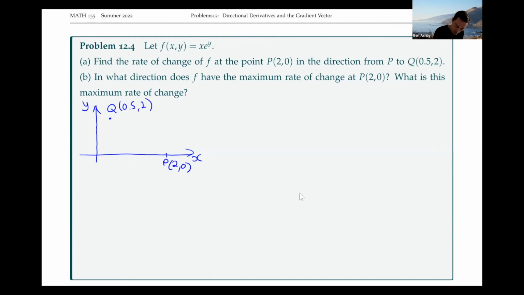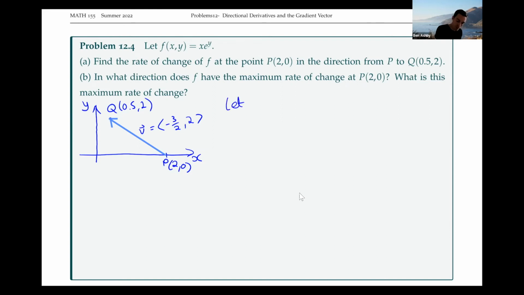So we want to find the rate of change of our function, in other words, the directional derivative of our function in the direction from P to Q. Let's call this vector here V, which is just (-3/2, 2). So that's just working out our vector based on our terminal point Q, subtracting our initial point P.